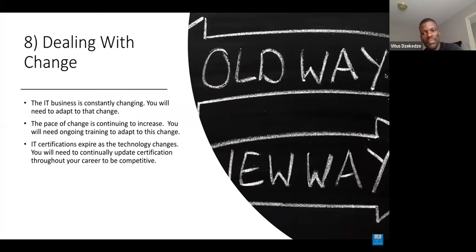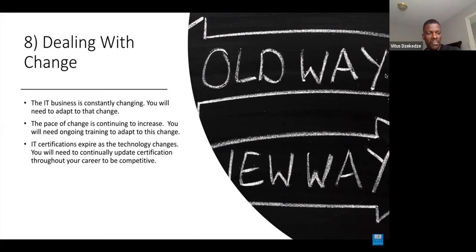Another thing that you'll have to learn in the IT business is how to deal with change. The IT business is constantly changing, and you'll need to adapt to that change. And the pace of change is continuing to increase. You'll need ongoing training to adapt to all of this change. So certifications, languages are changing, people are migrating to the cloud. All of this represents a ton of new technology, and you'll need to continually update your certifications throughout your career to remain competitive. And this can be a challenge for a lot of people.